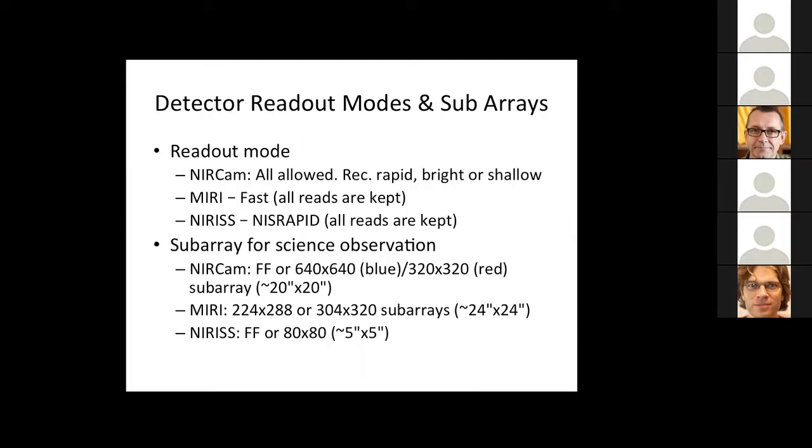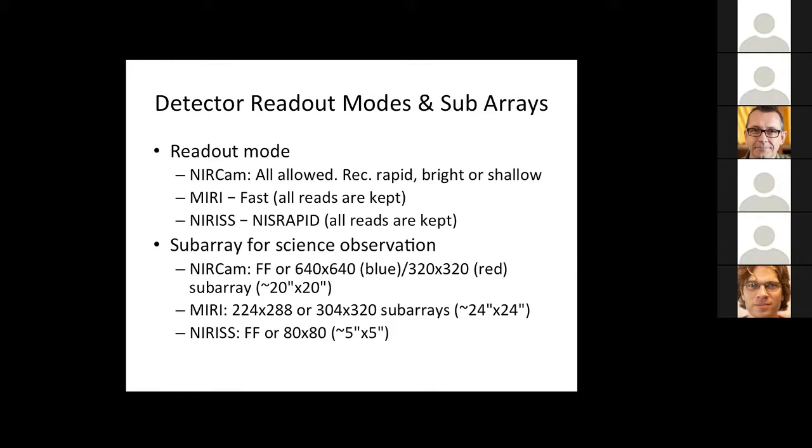Okay. The detector readout modes and subarray modes are available for high contrast imaging. Readout mode for NIRCam, all readout modes are allowed. NIRCam has like 8 to 10 different readout modes, but obviously for bright targets, the rapid and bright and shallow modes are preferentially going to be used. For MIRI, there's only one mode. It's the fast mode. That means that all the reads up the ramp are kept. Same thing for NIRISS. NIRISS Rapid, all reads are kept.